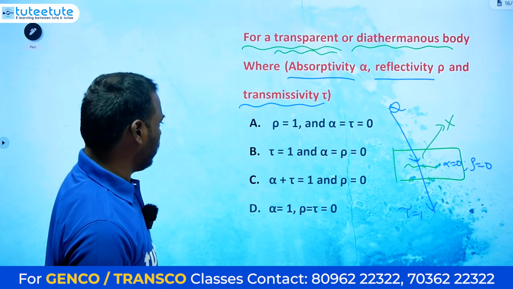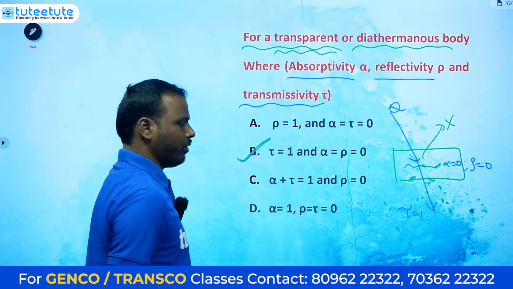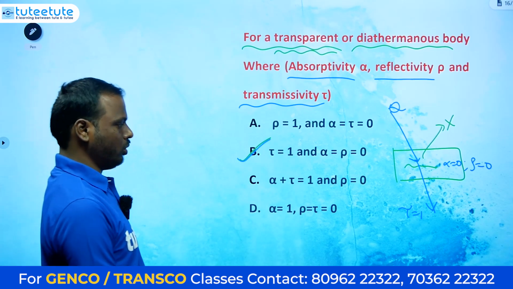Here, look at the answer. Tau is equal to 1 and rho and alpha will be 0. This is the solution. Okay.